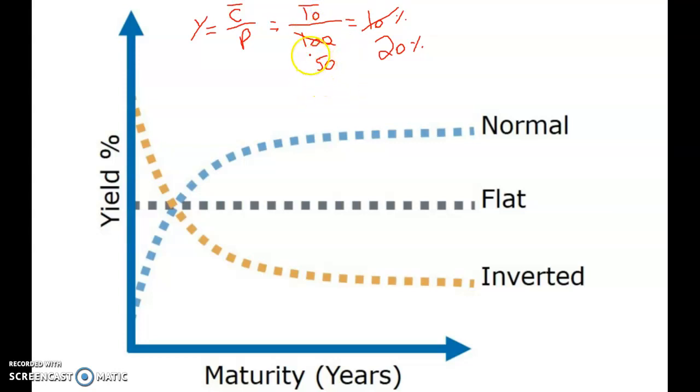Also, we could say, well, what if the price were to go way up? Let's say it were to go up to 200. Well, I'm paying $200 to get $10 a year. My yield is now 5%. Notice in this case, the price went up and the yield went down. And that's a common truism that we've talked about.